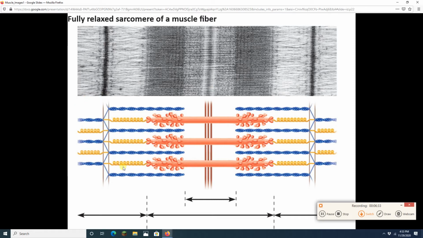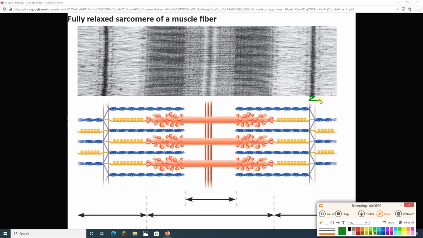Here's my I band right here. Here's my A band. Let me actually write these down. So here's my Z, here's my Z. From that Z to that Z is one sarcomere, okay? This line down here is my A band. This line over here is an I band, and this little line right here is my H zone.